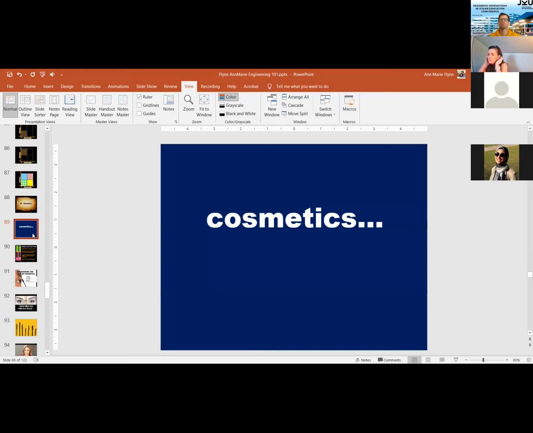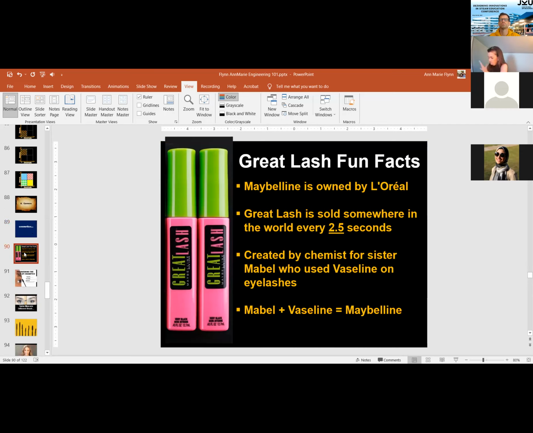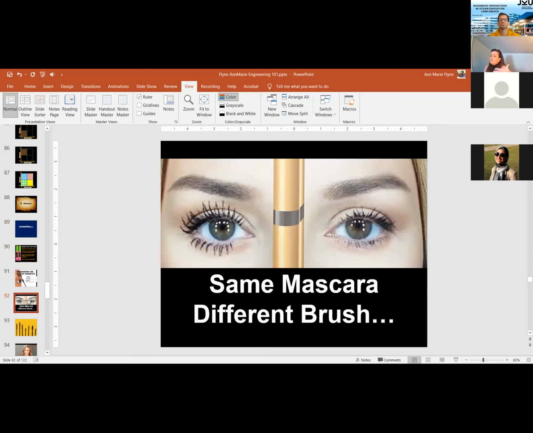Cosmetics. The largest cosmetics company in the world, there's no close second, did not have a female plant manager until 2012. So with respect to mascara, with respect to foundation, there was no female engineer running a facility that made products for females, not until 2012.